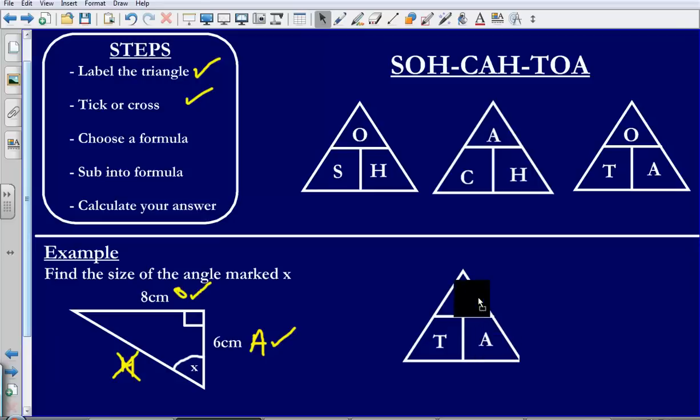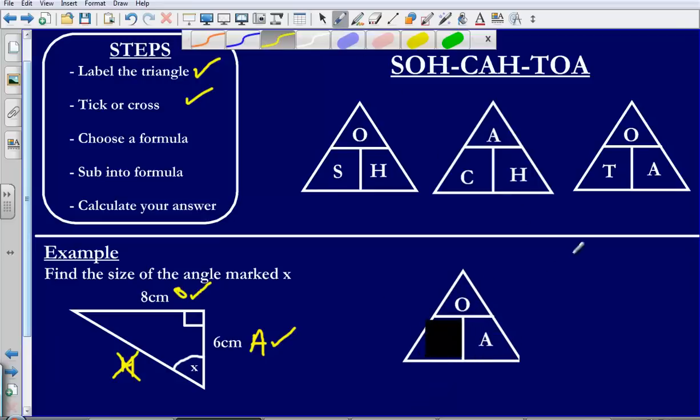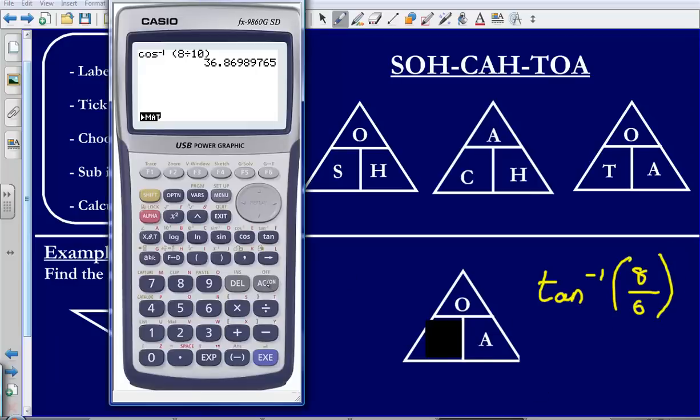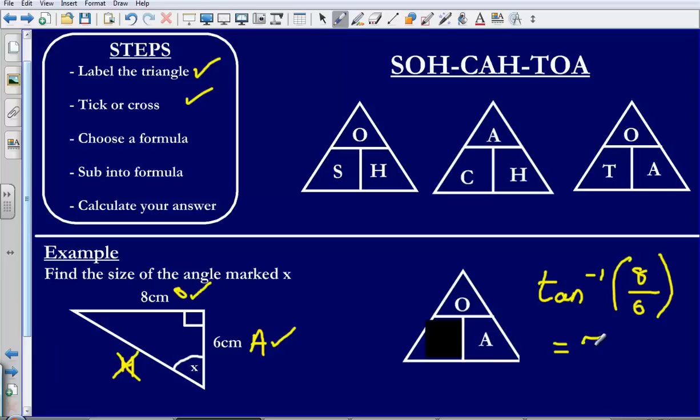We've already got the adjacent, we've got the opposite. We're looking for the angle, which is that T part. So it is the tan. And because we're looking for the angle, we do the inverse, the tan to the -1, and then it is the opposite divided by the adjacent, 8 divided by 6. So typing this into our calculator, shift tan, and then 8 divided by 6 gives us an answer of 53.13. Again, we'll round it to the nearest degree and call that 53 degrees.